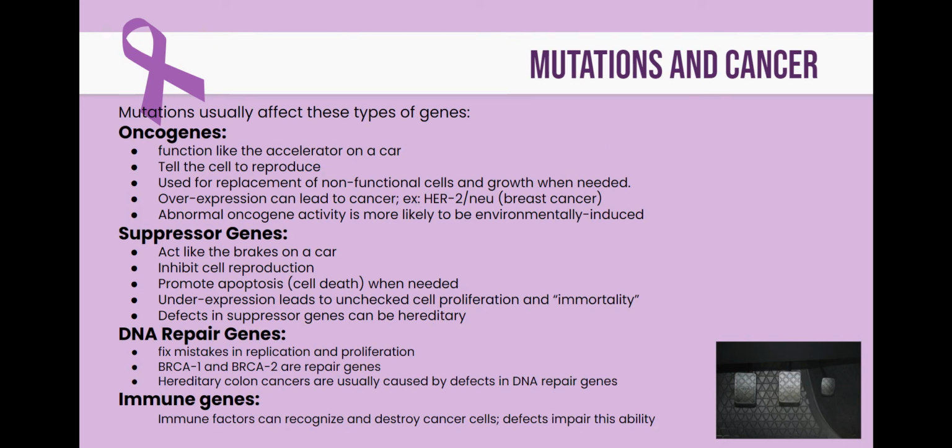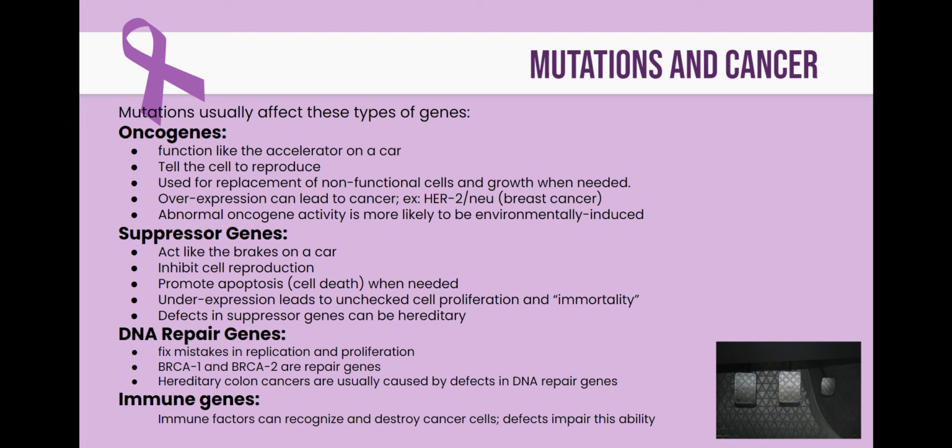So these are the types of genes that are affected. The first three are the most important. Then we have immune genes at the end. Oncogenes, they function like the accelerator on a car, and they say go, go, go, go, go. They tell the cell it's time to go into that cell cycle, into mitosis, and reproduce. They are used to replace non-functional cells and to grow when that is necessary.